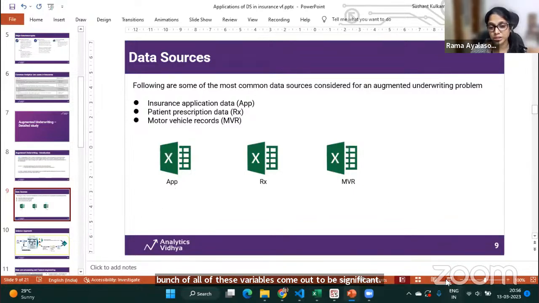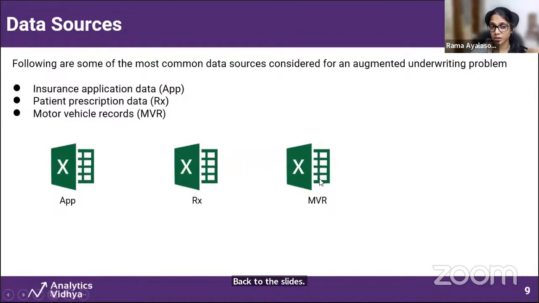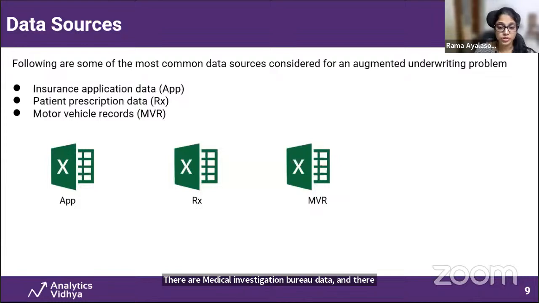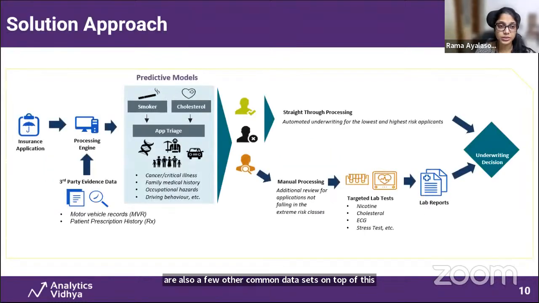So these are only a sample of data sources. It might be possible that based on the insurance company you're working with, they might have other data sources which augment on top of these. There are medical investigation bureau data, and there are also a few other common data sources on top of this. Next slide.